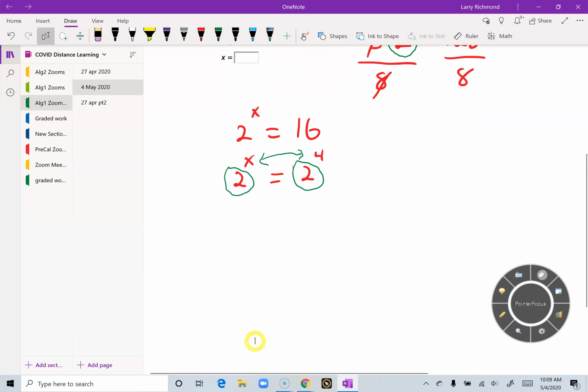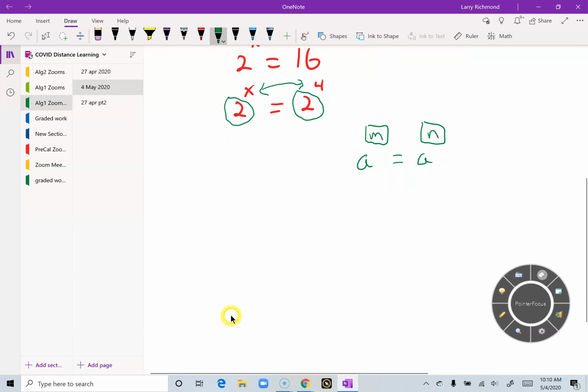Generally speaking, it's going to look like this. If we have some number a to some power m, and that's equal to some same number a to some power n, then it must be the case that m and n are equal to each other. And I think that makes perfect sense. For a to the something to be equal to a to the something, those two somethings must be equal. If this statement is true, then it follows that m is equal to n. So what we're going to attempt to do is get the bases equal to each other, and then we can simply set the exponents equal to solve.